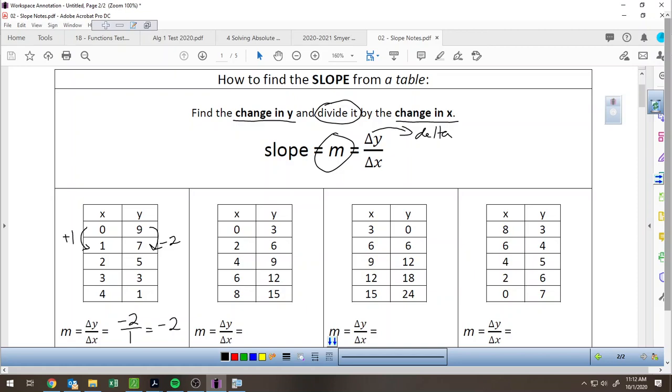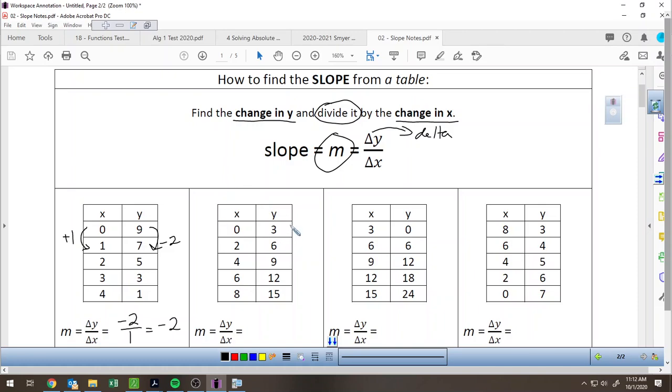Why is that? Say it again: rise over run is how you find slope. Your rise is figured out by your y values. That's up and down. That's your rise. X is your run, side to side. That's going to be on the bottom.